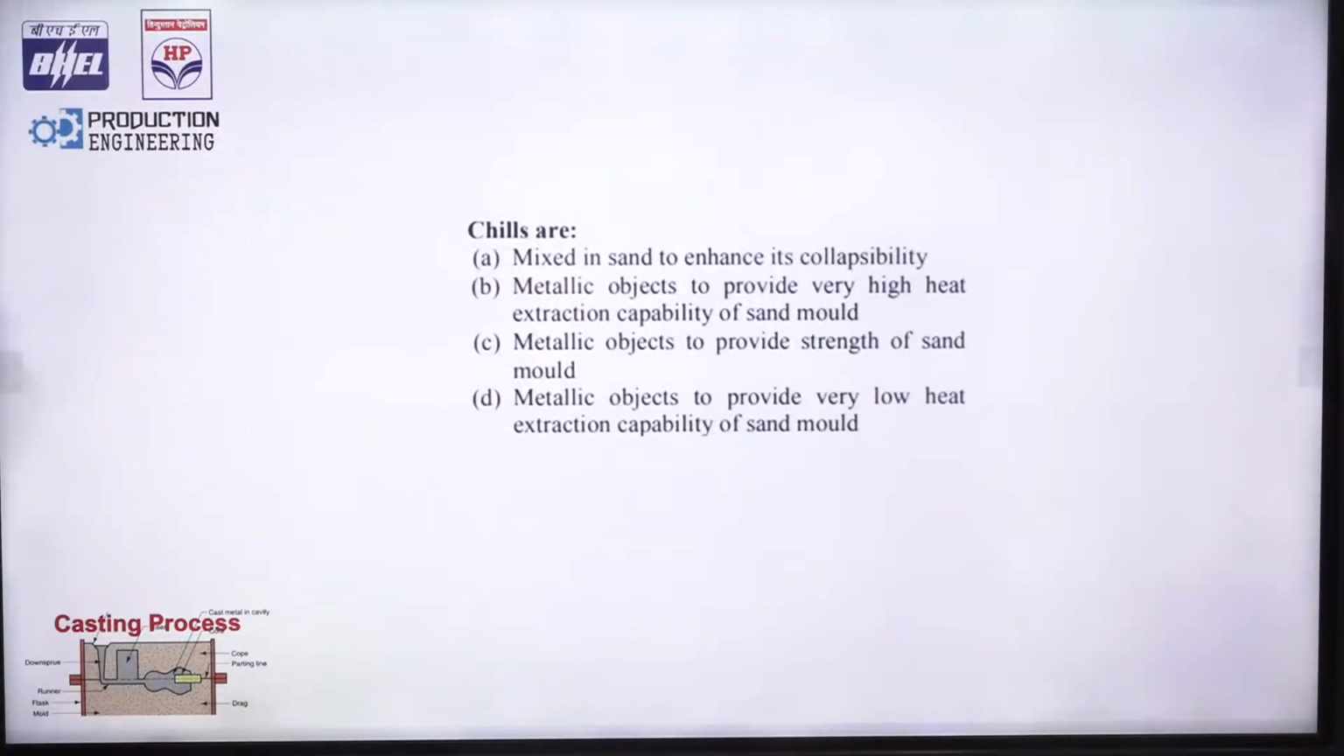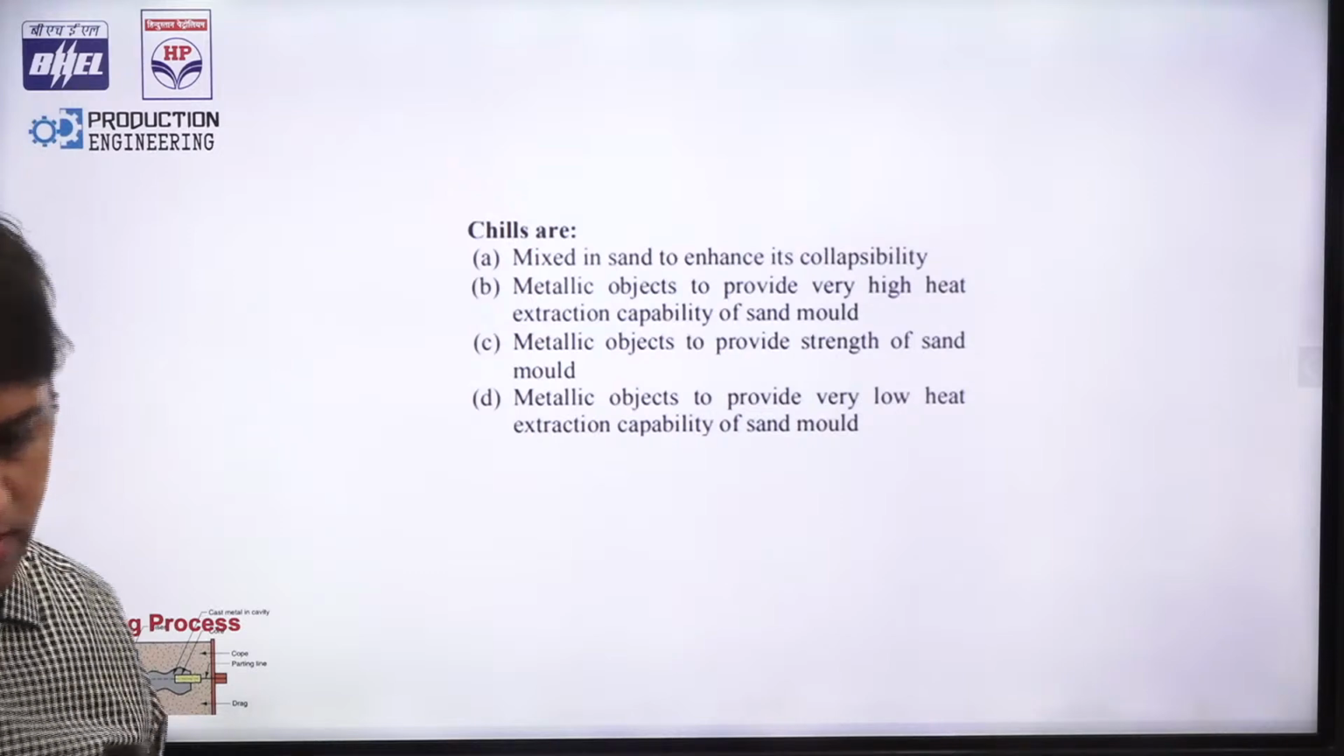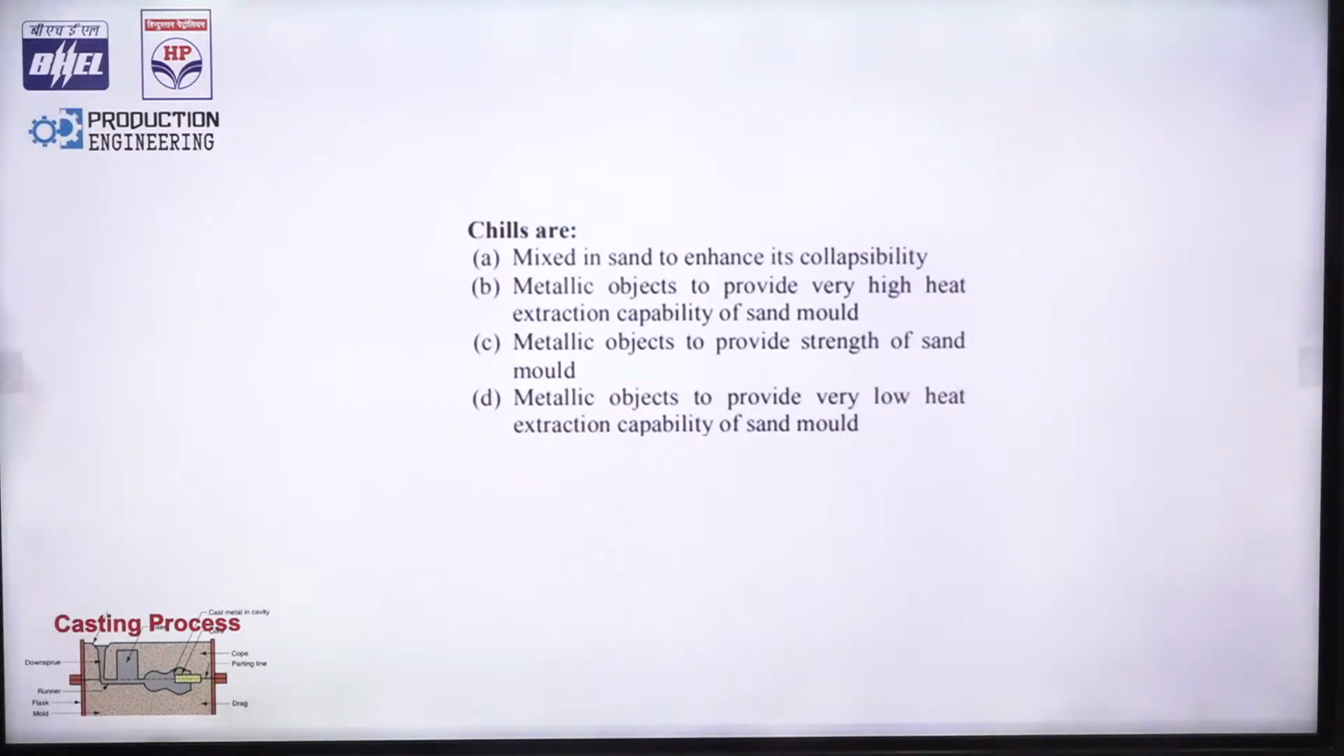Okay, next question is related to chills. So tell me, what is the chill? Give A, B, C, D. What do you understand by chill? Okay, chills are mixed in sand to enhance its collapsibility, or metallic objects to provide very high heat extraction capability, or to provide strength to the sand mold, low heat extraction capability. So they have high heat extraction or low heat extraction.